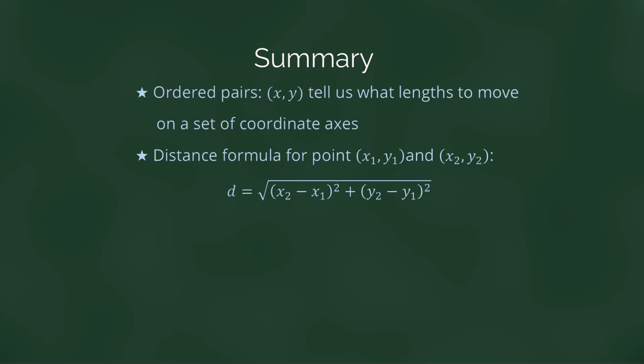And then we know that the distance formula for the points x1, y1 and x2, y2 is going to be equal to the square root of the difference in the x-coordinate squared plus the difference of the y-coordinate squared. And we saw that this formula comes from an application of the Pythagorean theorem from geometry.